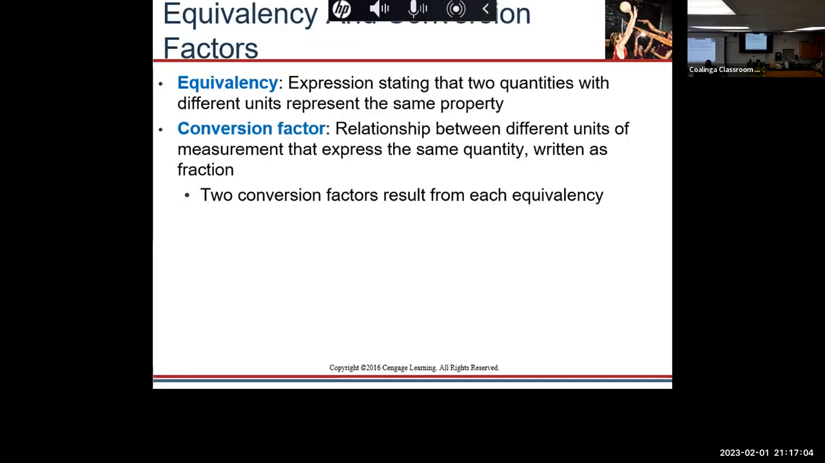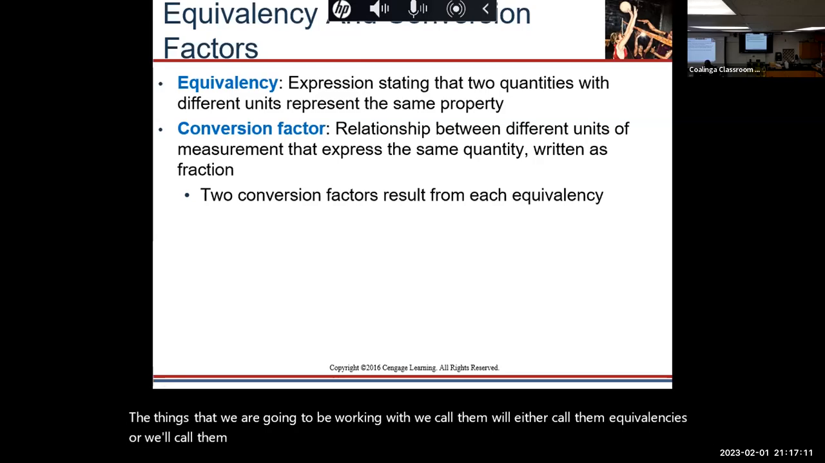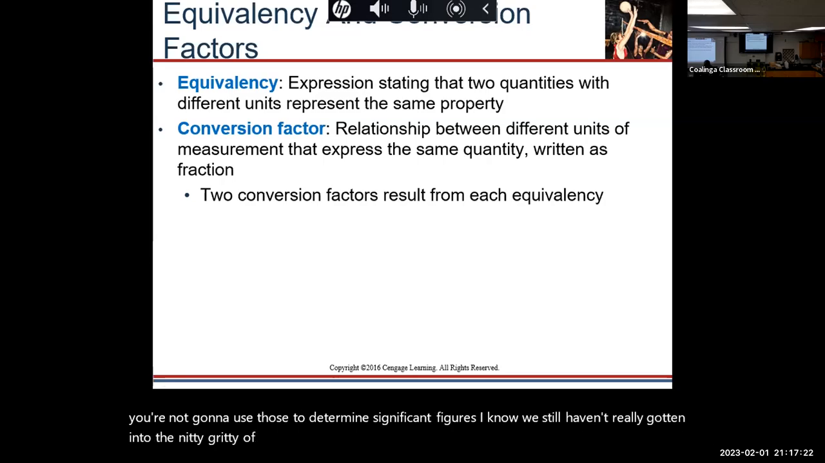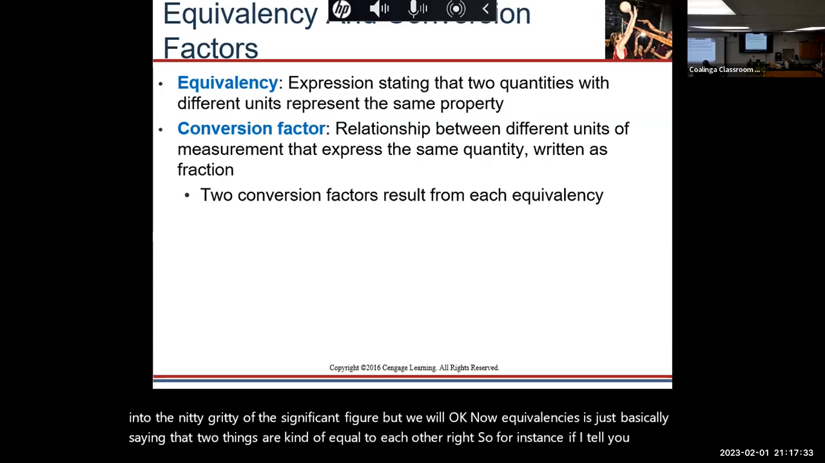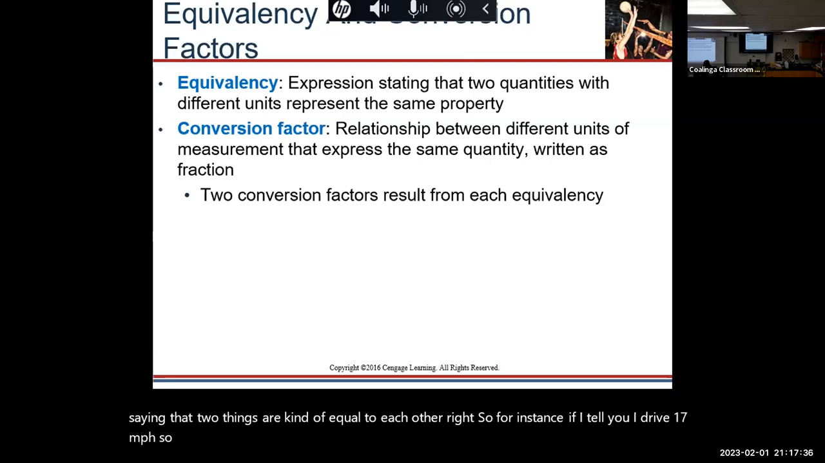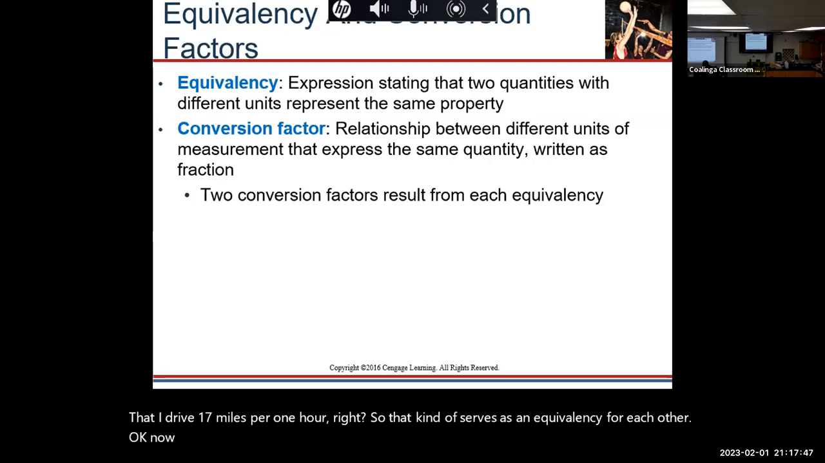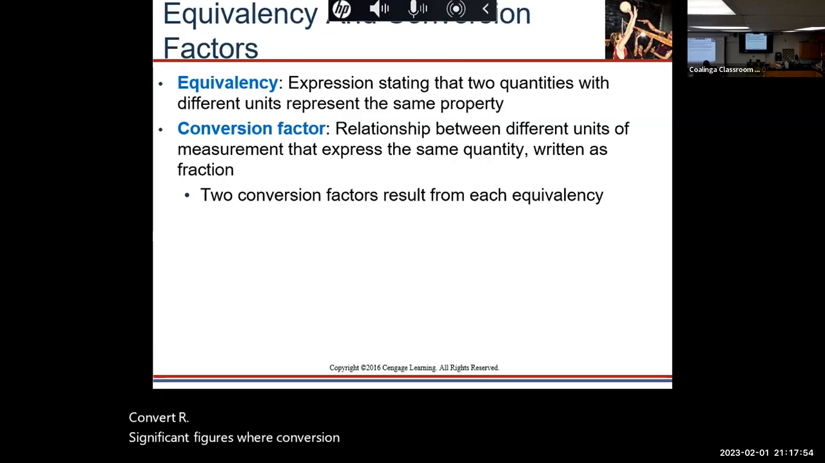Okay, so the things that we are going to be working with, we'll either call them equivalencies or we'll call them conversion factors. When you're working with conversion factors, you're not going to use those to determine significant figures. I know we still haven't really gotten to the nitty-gritty of the significant figure, but we will, okay? Now, equivalencies is basically saying that two things are kind of equal to each other, right? For instance, if I tell you I drive 17 miles per hour, I'm saying that I drive 17 miles per 1 hour, right? So that kind of serves as an equivalency for each other, okay? Now, equivalencies can affect our significant figures, where conversion factors won't.